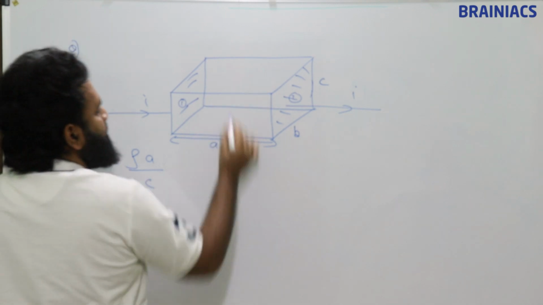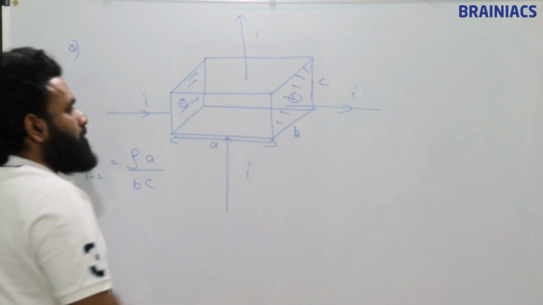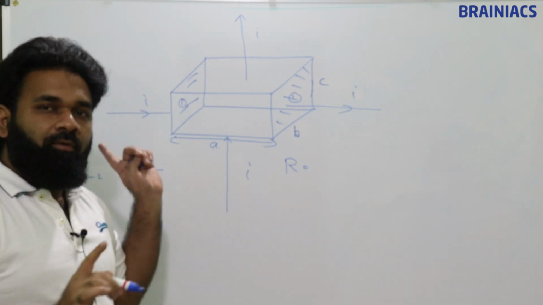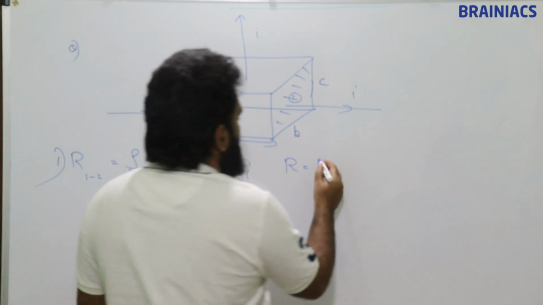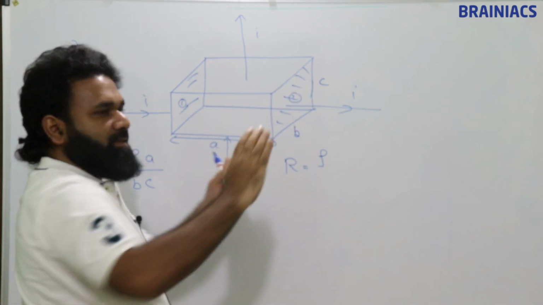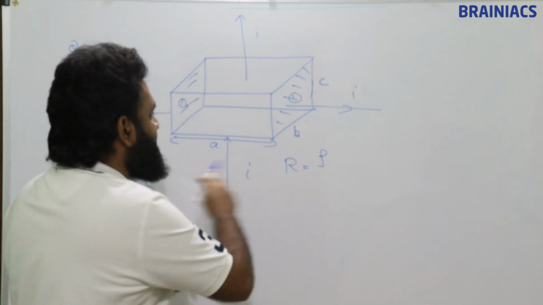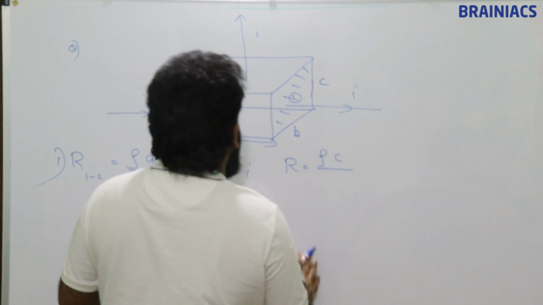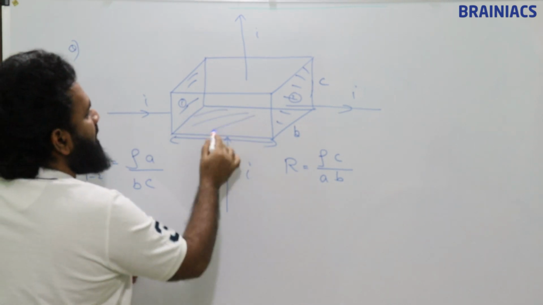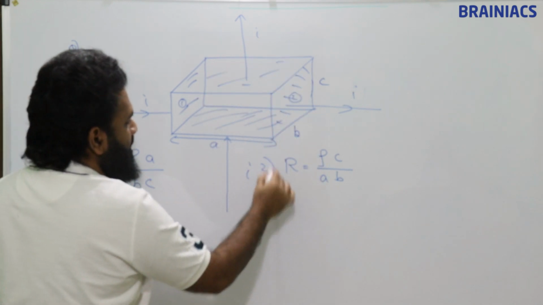Another possibility, suppose the current is moving like this and it is going up, then what is the resistance? Pause the screen, think for a while, write for yourself. R is equal to rho. Here what is the length? Length is actually C, this thickness, since current is flowing in this direction. So rho C by AB. Which area of cross section will you have to take? This time we will have to take this area. So this is the second possibility.